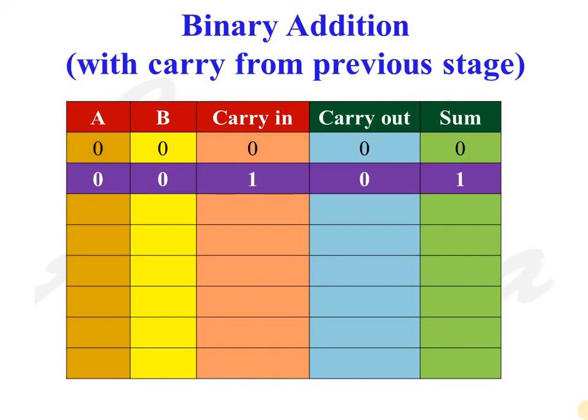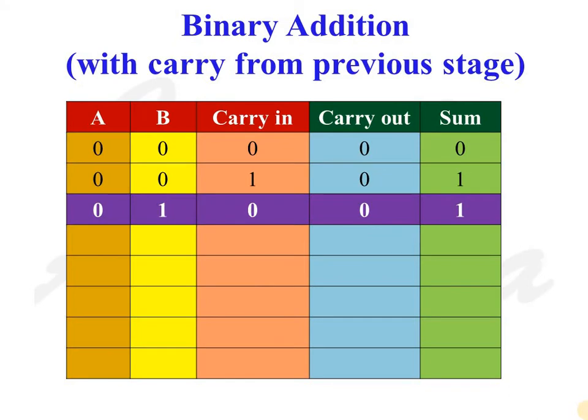Now this is the second input combination. A is equal to 0, B is equal to 0 and carry in is equal to 1. Sum is equal to A plus B plus carry in, that is equal to 0 plus 0 plus 1. So sum is equal to 1. There is no overflow in the result of the operation. So carry out is equal to 0.